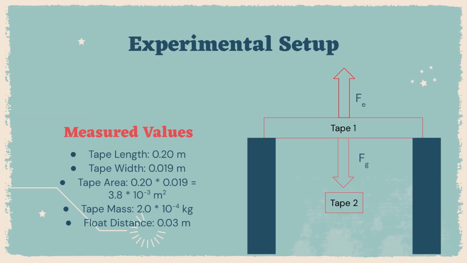We prepared U-tapes by pressing one tape onto a base tape and peeling it off quickly. This charged tape was suspended vertically. We measured the tape length as 20 centimeters, the width as 1.9 centimeters, and calculated a mass of about 2 times 10 to the minus 4 kilograms. The floating distance was about 3 centimeters. In the free body diagram, the suspended tape experiences gravity pulling down and an electric force pushing up, which balances at the floating point.